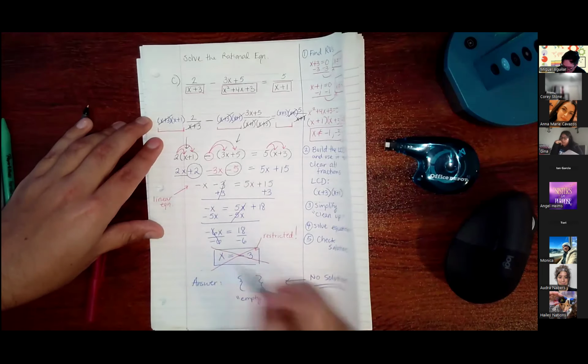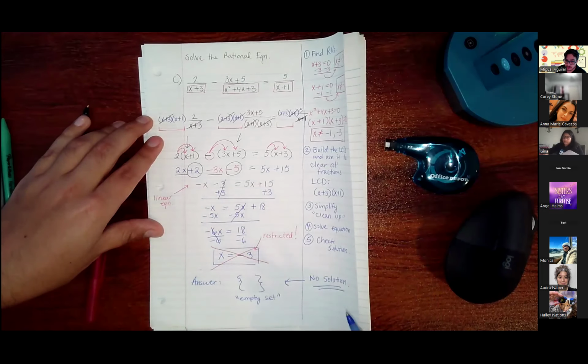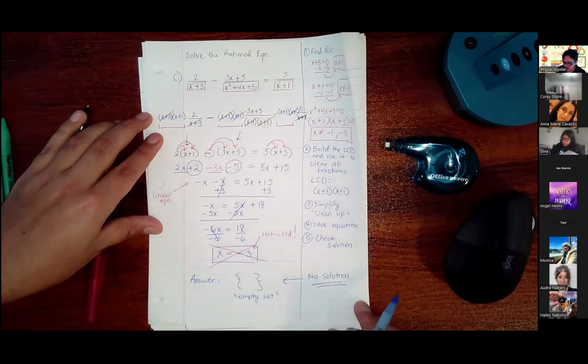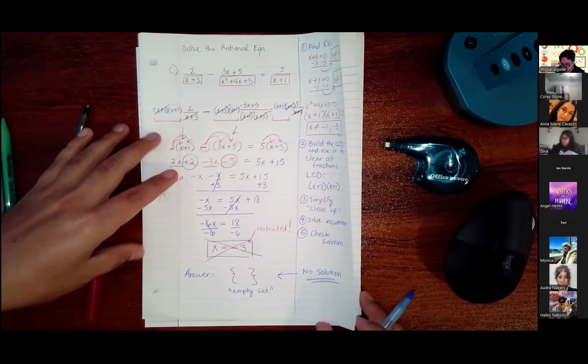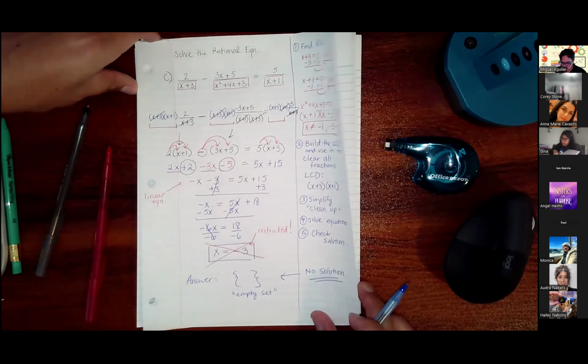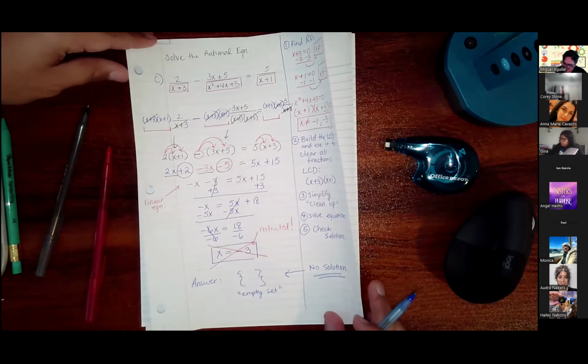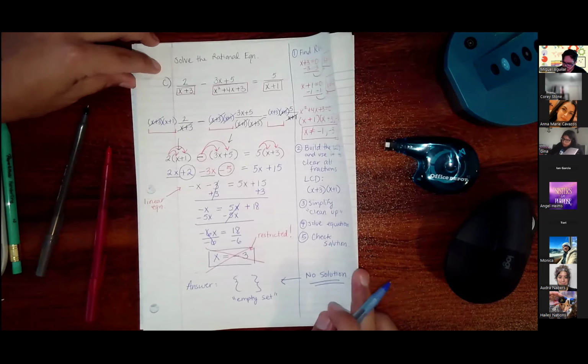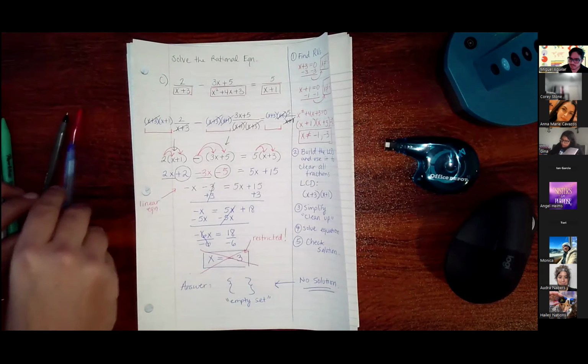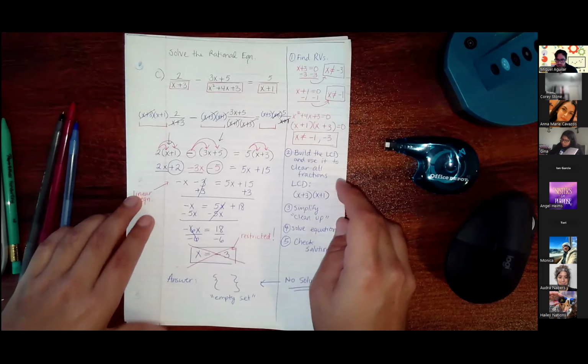But throwing away that solution means that there's nothing in our solution set, so we just say there's an empty set or no solution in our solution set. They're related, but they're distinctly different, okay? Questions, comments there?